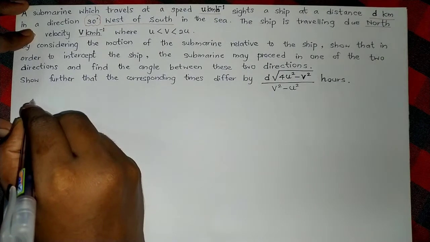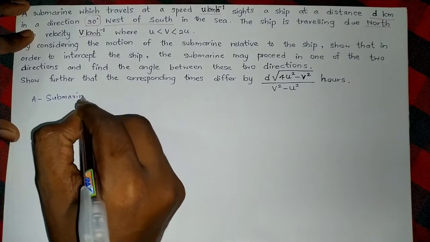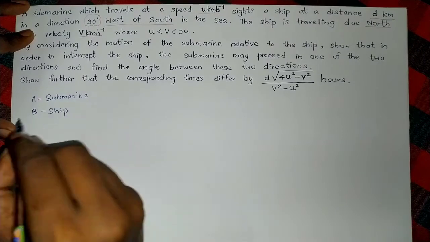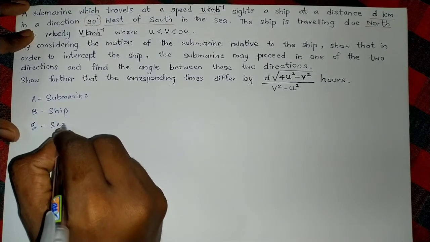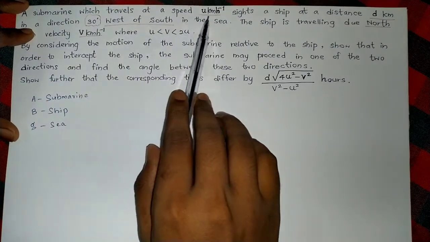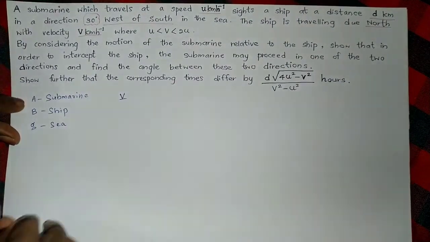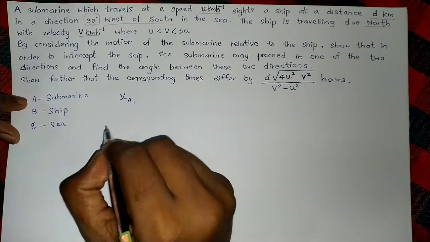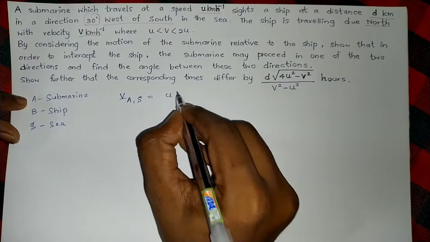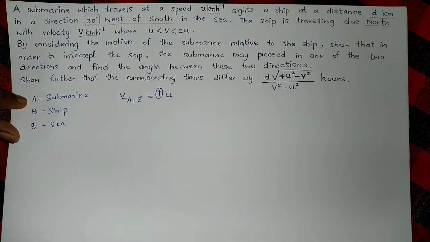Let me take submarine as A, ship as B, and C as S. Submarine which travels at a speed u kilometers per hour. So the velocity of submarine, that means velocity of A, with respect to C is u. The direction is not given, that means it can move in any direction.